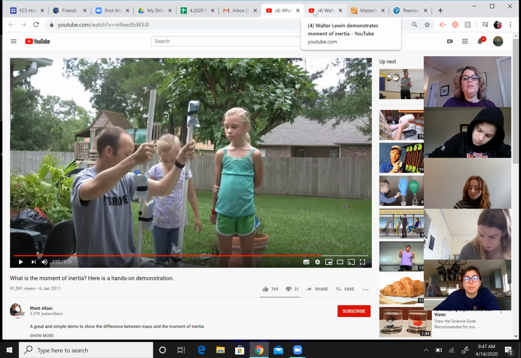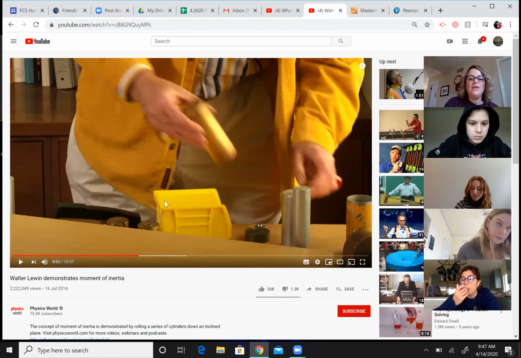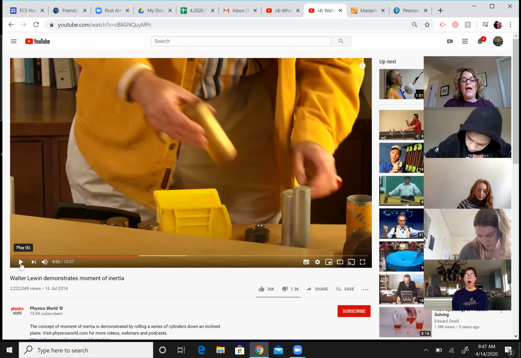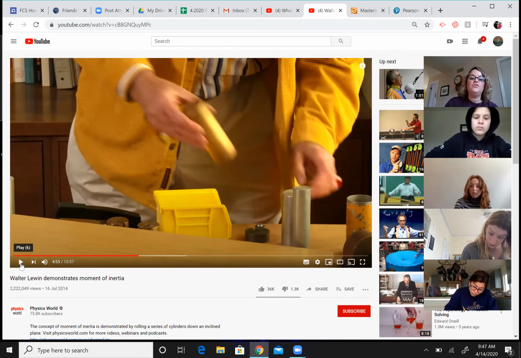If we were together in the classroom, I would be doing this demo for you, but instead we're gonna invite a professor from MIT to do it. This is Walter Lewin. He's quite entertaining, but I have a series of things that I roll down ramps, and he will ask you to think about making predictions for which items, when rolling down the ramp, will win a race. In other words, we want to think about moment of inertia as resistance to rotation. Okay, so the higher the moment of inertia of a certain object is, the more it's going to resist rotating.